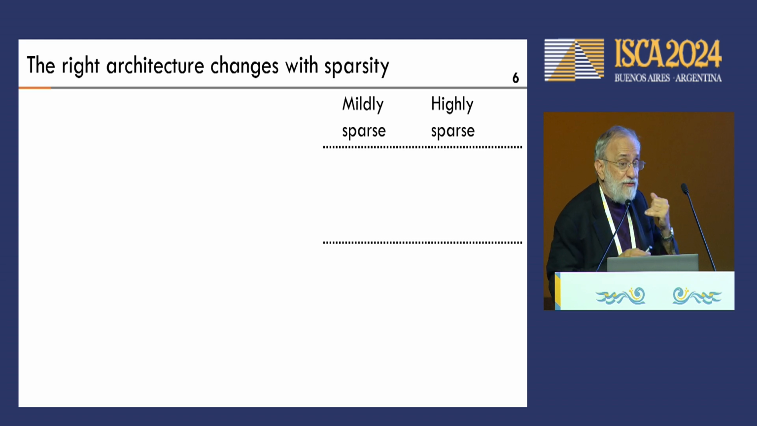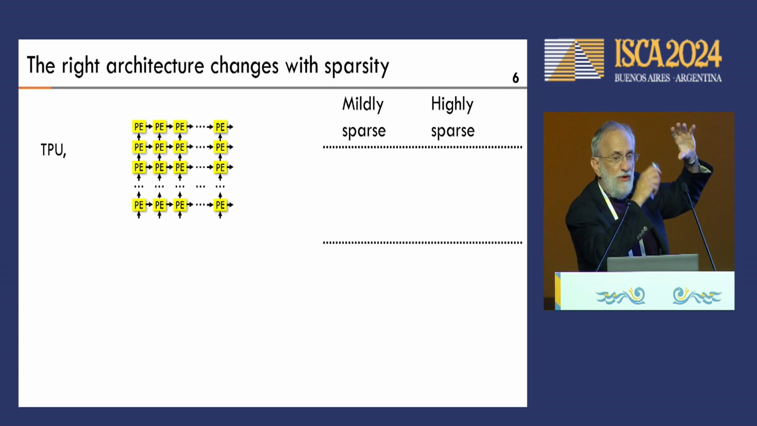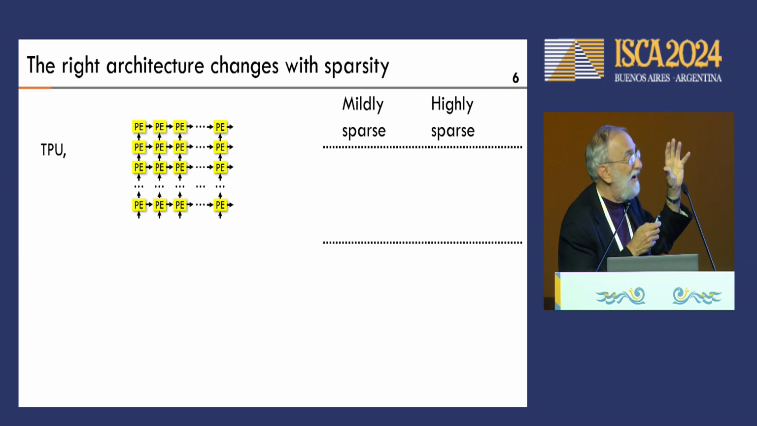However, the right architecture also changes with sparsity. The TPU is based on a nice 2D PE array.